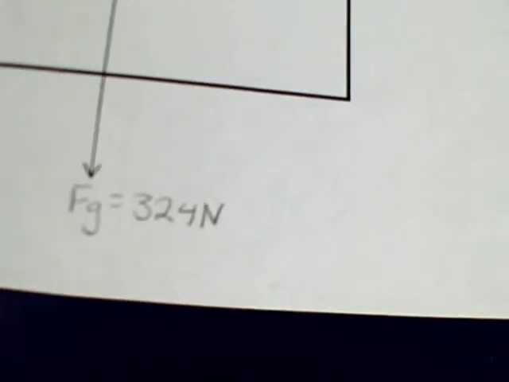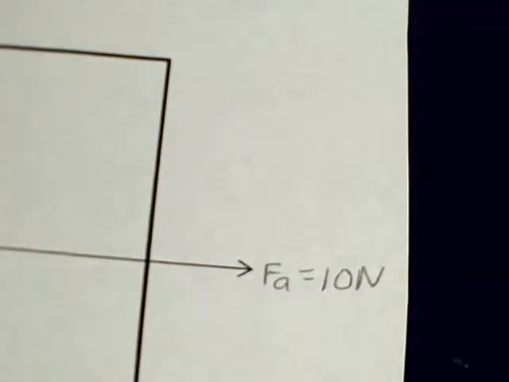So the new free body diagram for letter B is the Fn and the Fg are still equal to each other and are 324 newtons. And the Fa is still 10 newtons. And the Fr is once again ignored.